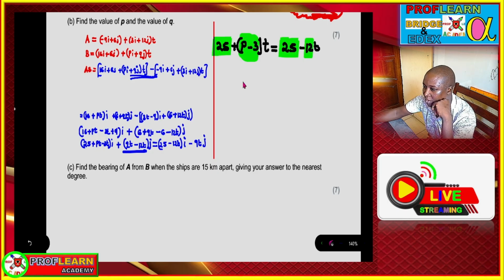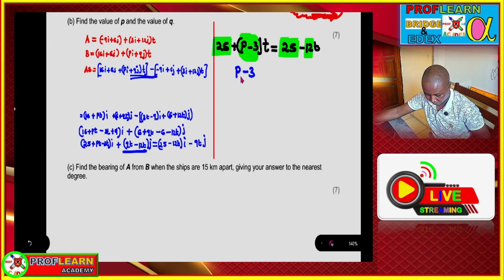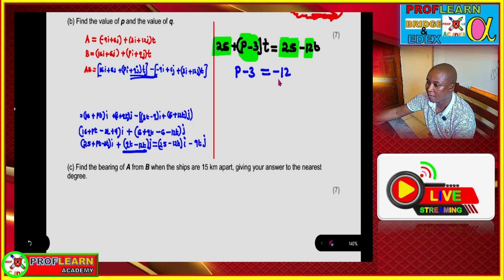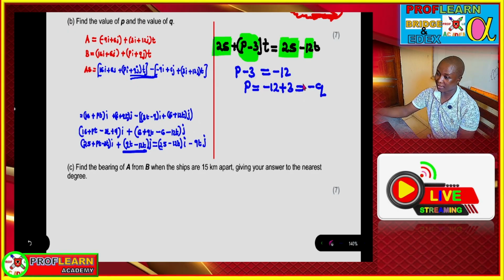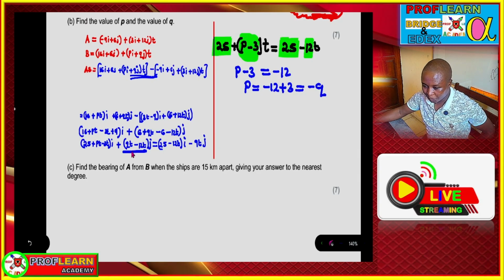So it goes without saying that p minus 3 is going to be equal to minus 12. So our p is going to be minus 12 plus 3, which is going to translate to negative 9. That is p. Our p is going to be negative 9. Mark that.